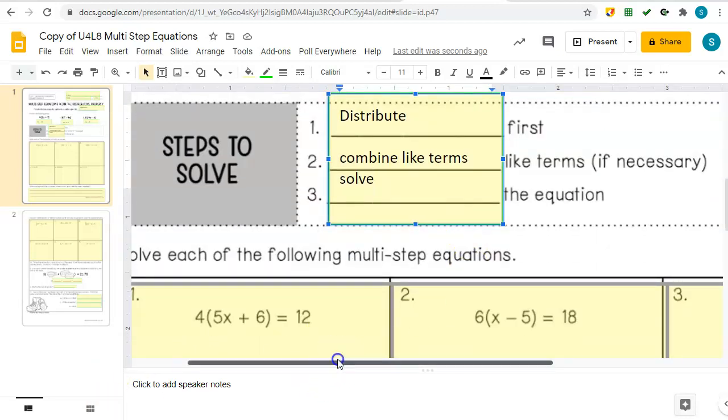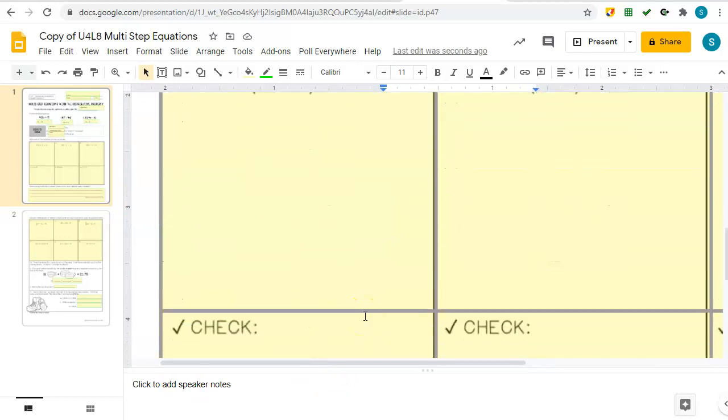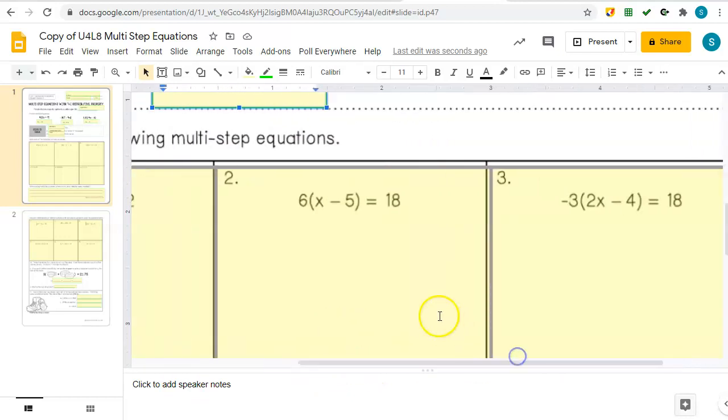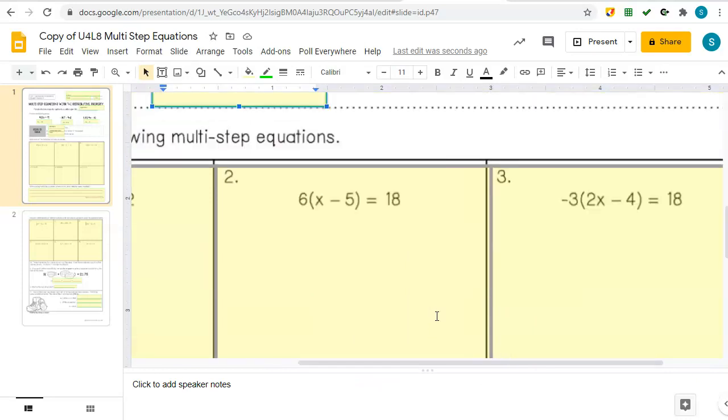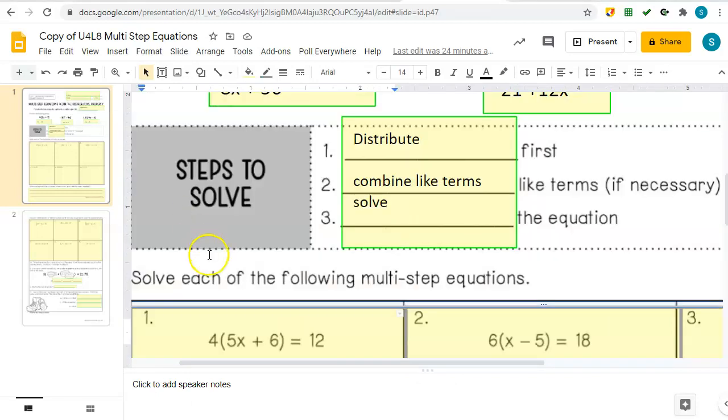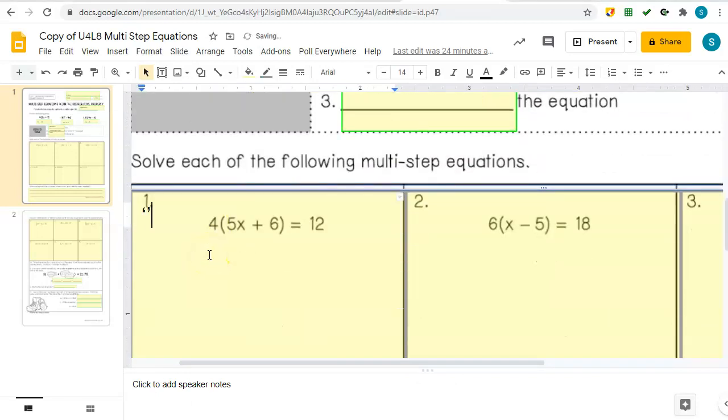Alright, so again, we're going to try this one. I'm going to go over these first two, and then I'm going to ask you to do this third one on your own, and then we've got some additional examples on the next page. Okay, so first thing we need to do is distribute.